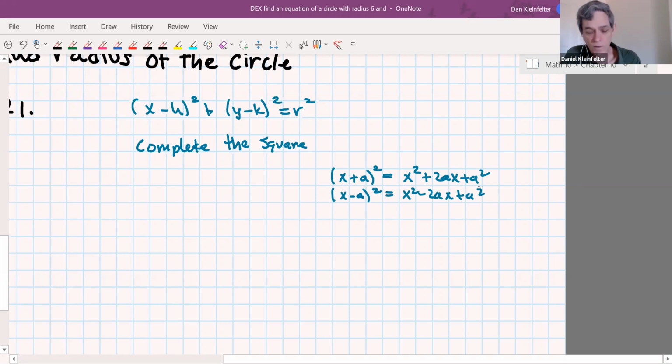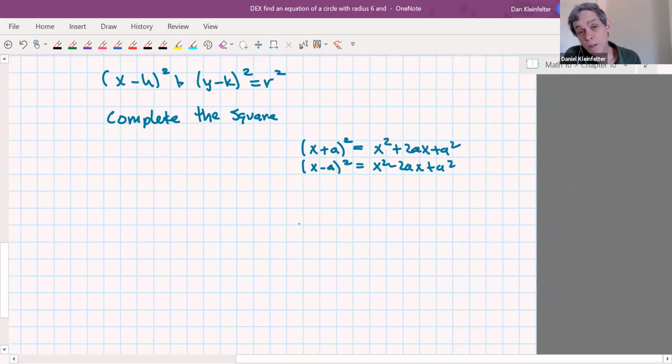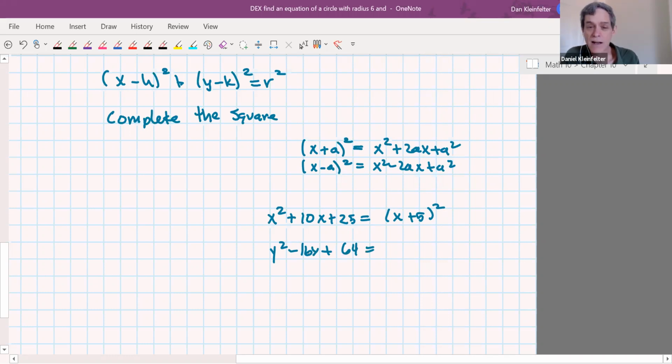We've seen this before some. We can use this to multiply binomials. We also use it to factor. So if I asked you to factor x² + 10x + 25, you could say, half of 10 is 5, 5 squared is 25, so it factors as (x + 5)². If we have y² - 16y + 64, half of 16 is 8, 8 squared is 64, so that factors as (y - 8)².